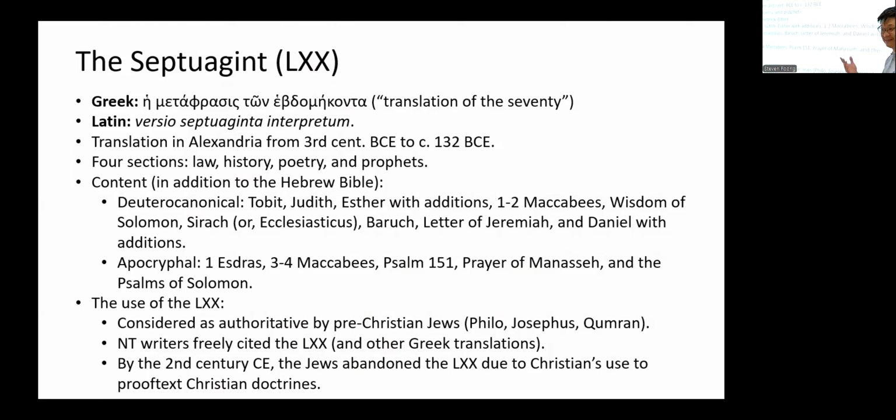So, I'm Christocentric. I'm centered on Christ. So the use of the Septuagint is considered as authoritative by pre-Christian Jews. Philo, the Jewish philosopher, Josephus, our Pharisee historian, the Qumran community, who was probably responsible for the Dead Sea Scrolls, all considered the Septuagint to be authoritative. So the New Testament writers, who themselves were Jewish, freely cited the Septuagint and other Greek translations.